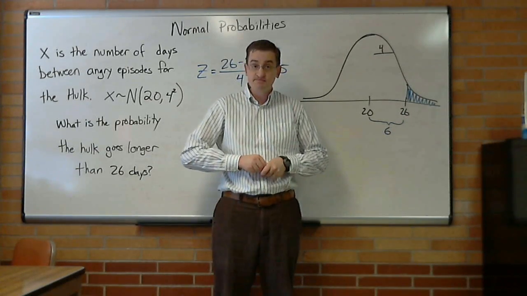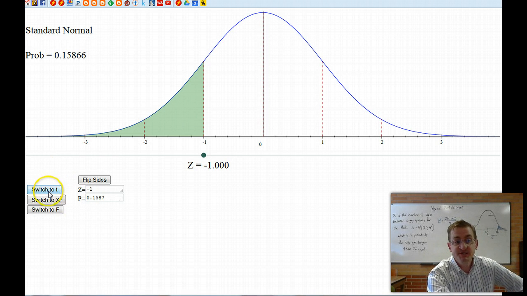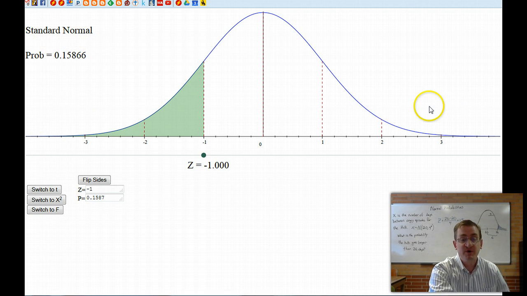Now let's go to the applet. When you do the homework, there's going to be a link that takes you to this applet here. Now, these buttons are for different distributions. We will talk about them later in class. Right now, we are doing the z distribution, which is the standard normal, so this is what we want. Notice what do we have right in the middle? 0, because you are 0 standard deviations away from that mean.